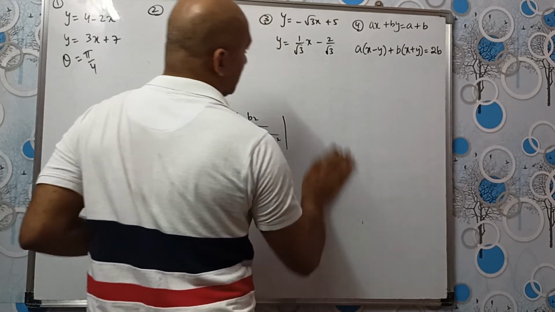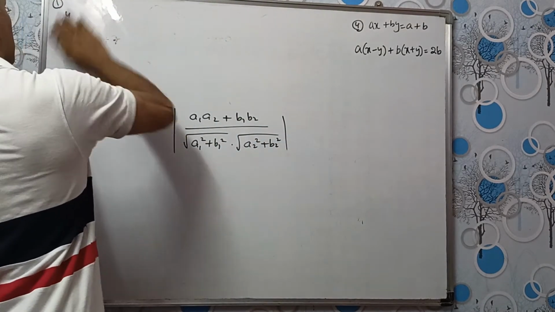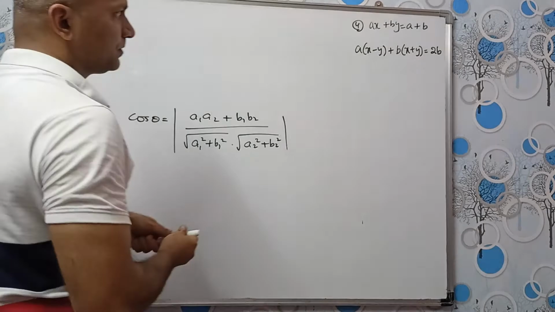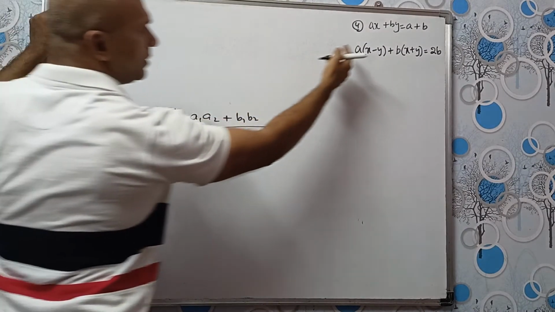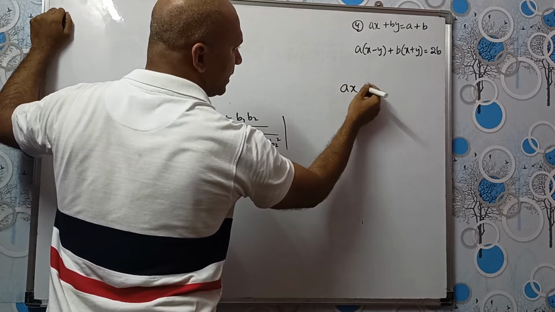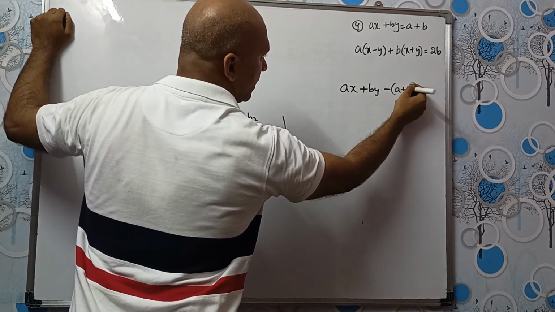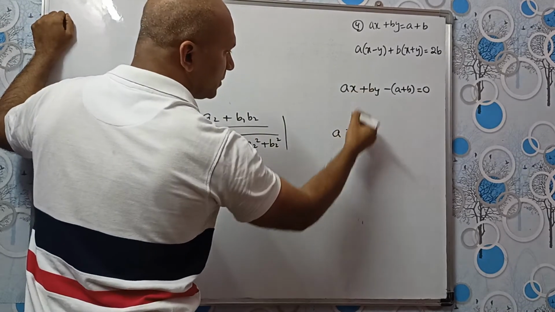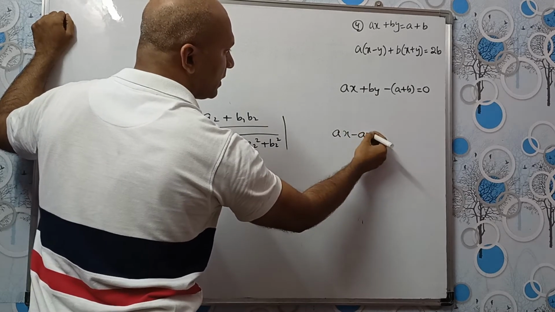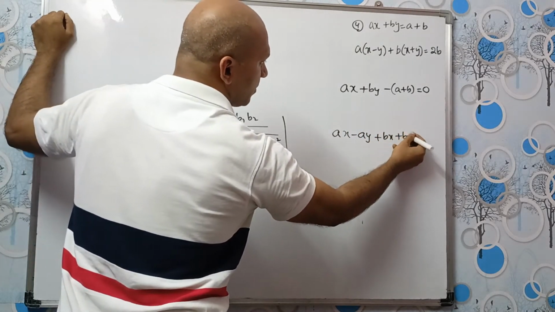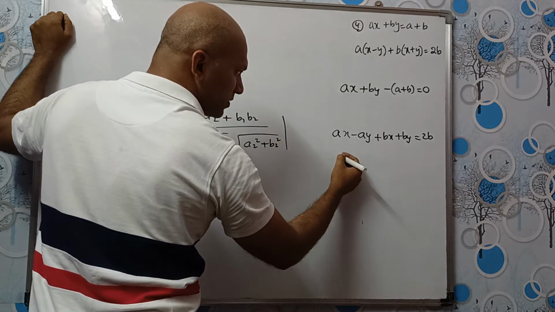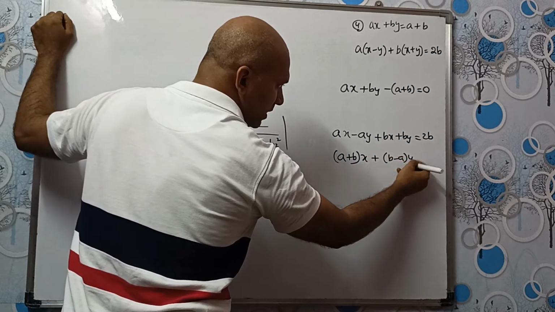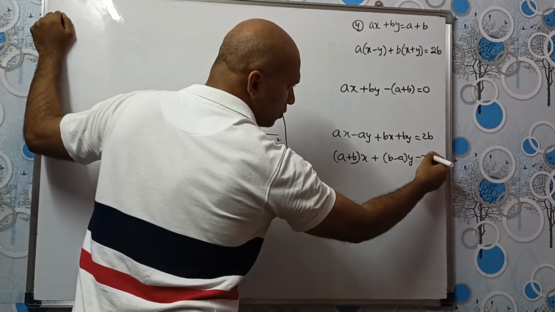Okay, very interesting problem. I'll drop all this. Maybe I need lots of space on the board. All right, so what do we have there? This is ax plus by minus a plus b is equal to 0. This is the first line. In the same way, can we write this as ax minus ay plus bx plus by is equal to 2b? So x terms on one side: a plus b multiplied by x plus b minus a multiplied by y minus 2b is equal to 0.